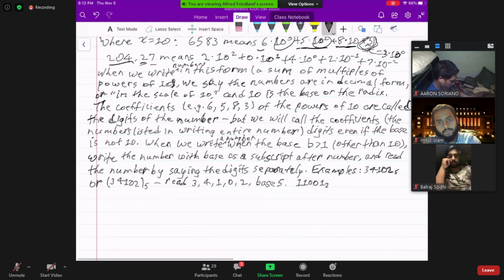So let's write what these actually mean, and then we'll prove a theorem showing that you can always write a number in any base greater than 1. And we'll take positive numbers because, again, a negative number is just -1 times a positive number. So we'll just look at positive numbers.